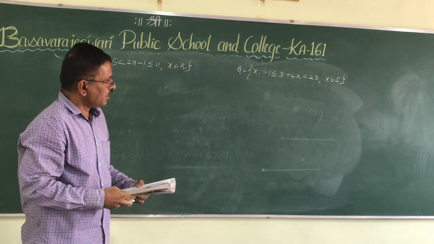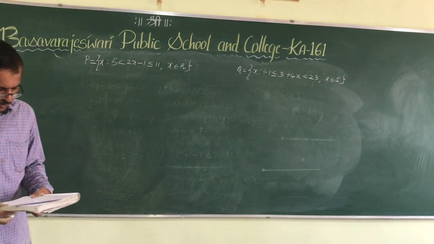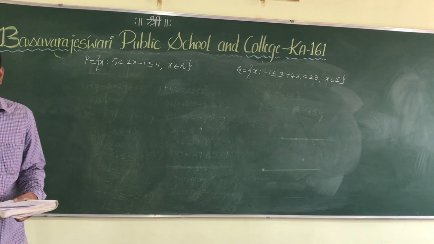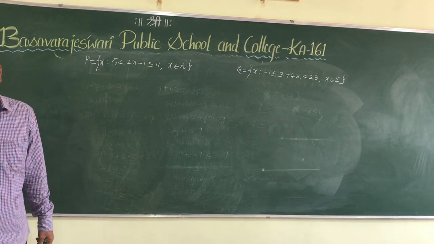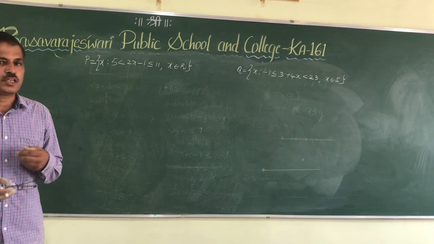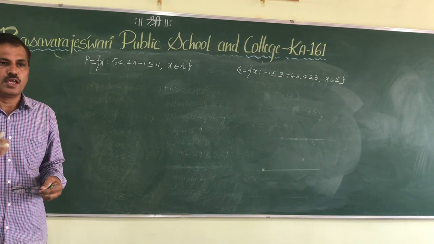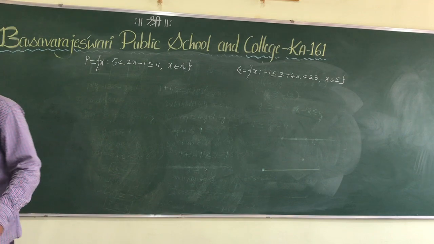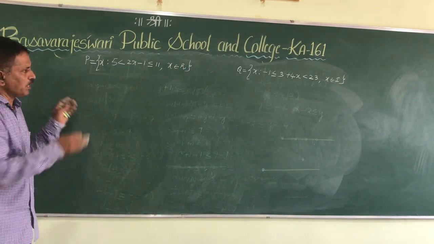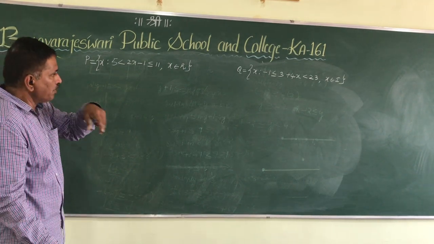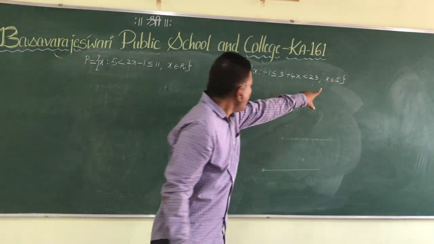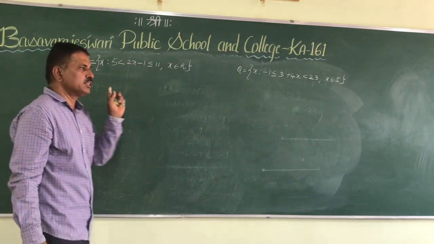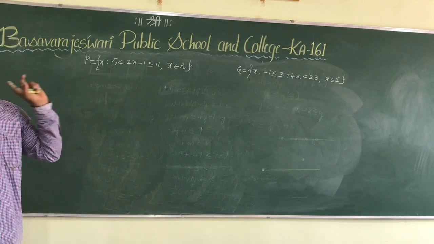Right? And further in the question he has asked you to find P intersection Q. We will do P intersection Q as well as P union Q also. First we will take this part, P separate and Q separate. Remember, P is a real number, and Q is an integer. That means the number line will be different for both.